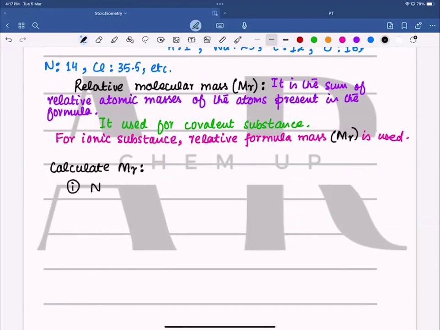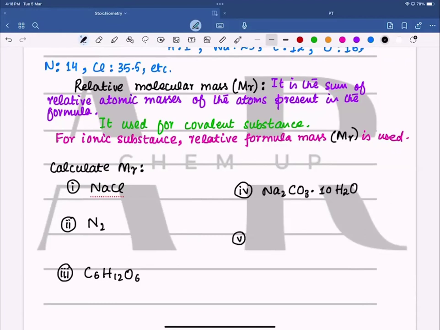So first one is sodium chloride. Second one is, let's say, N2, nitrogen. Third one is glucose, C6H12O6. Fourth one is Na2CO3 dot 10H2O. And fifth one is aluminium sulfate.